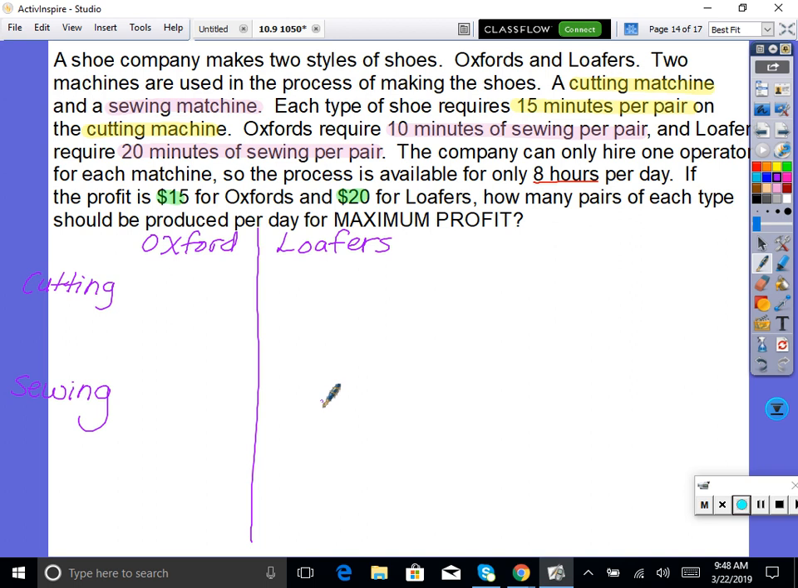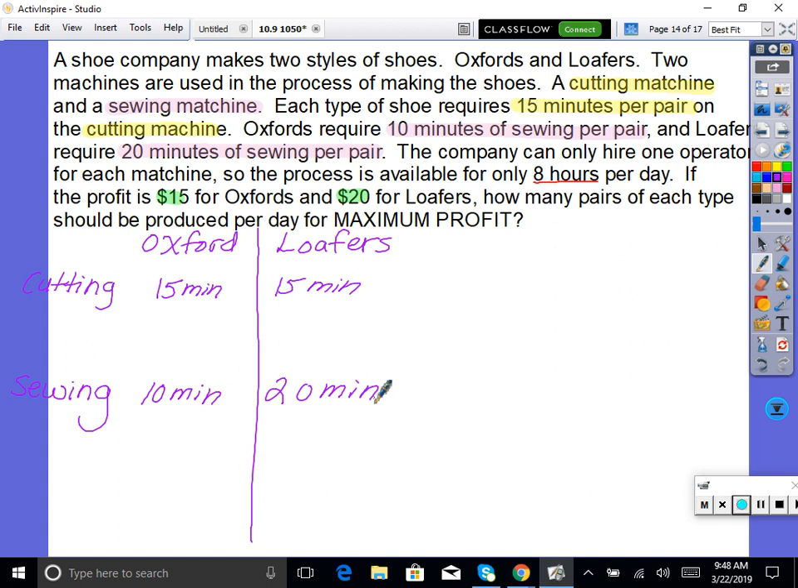Now we're told the information. So it says each type of shoe requires 15 minutes per pair on the cutting machines. So I'd go to cutting. How much did Oxfords take? 15 minutes. And how much did loafers take? 15 minutes. All right, next one. Oxfords require 10 minutes of sewing. So we'd go to sewing in Oxford. 10 minutes it would take. And then 20 minutes of sewing for loafers. So really not that bad if you can fill in the chart as you go.